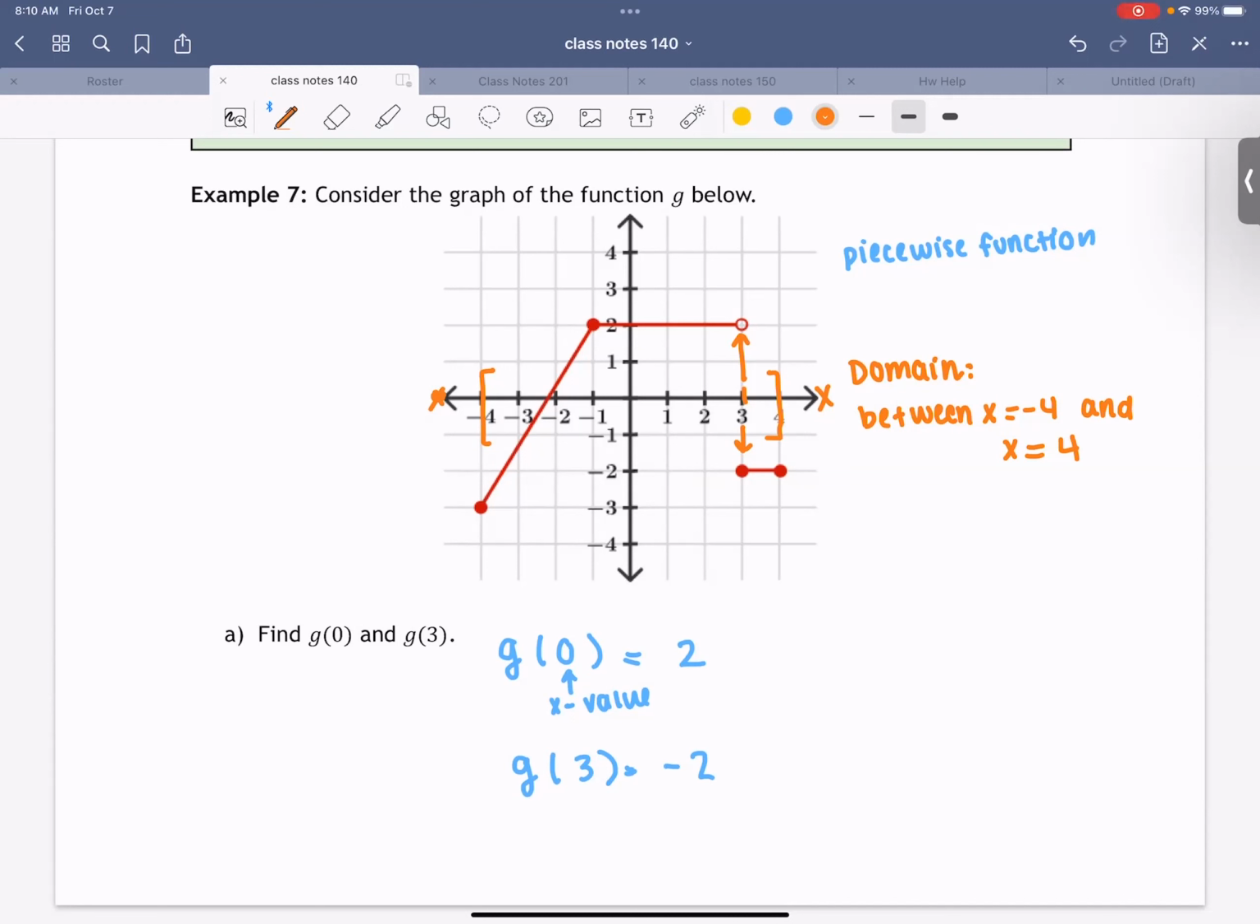Does the function exist at 4? Yeah, right. I kind of just explained why. And the function exists at -4 because we have closed circles here, right? This is a closed circle. And this is also closed. So therefore, we're going to include them, including -4 and 4. Okay.